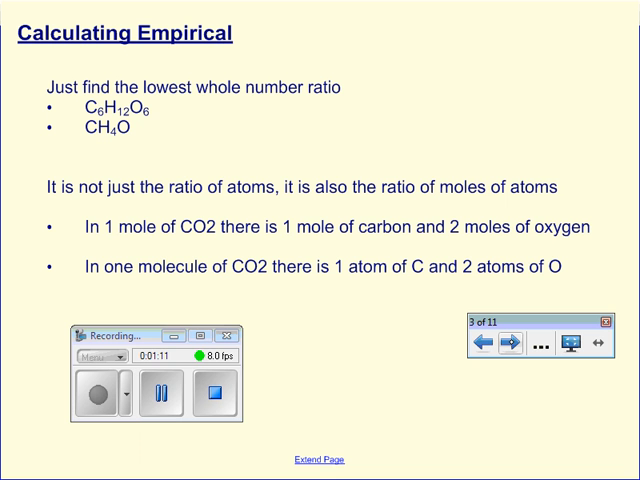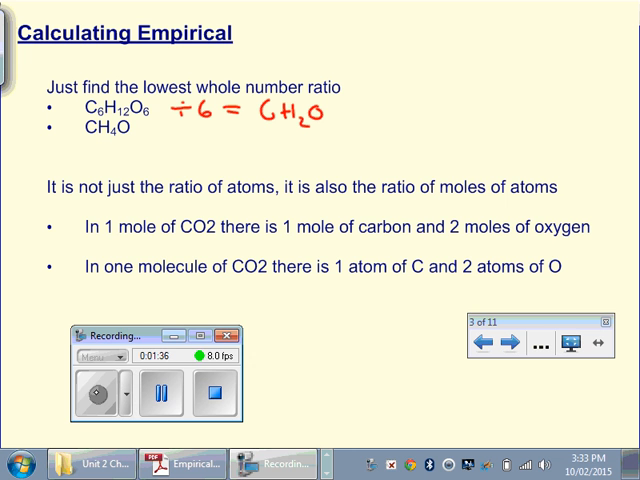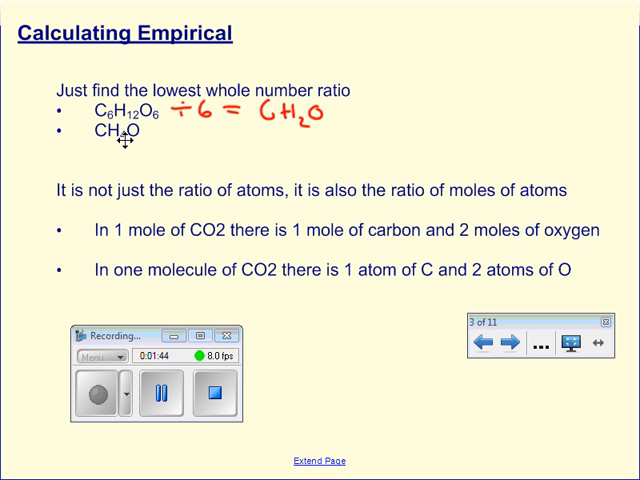If I want to calculate the empirical formula, I just find the lowest whole number ratio. So for C6H12O6, if I divide that all by the lowest whole number ratio, in this case 6, I'm going to get CH2O, and that's the empirical formula for C6H12O6. CH4O, however, is already an empirical formula because I can't get lower than 1 for either carbon or oxygen. So this is already empirical.